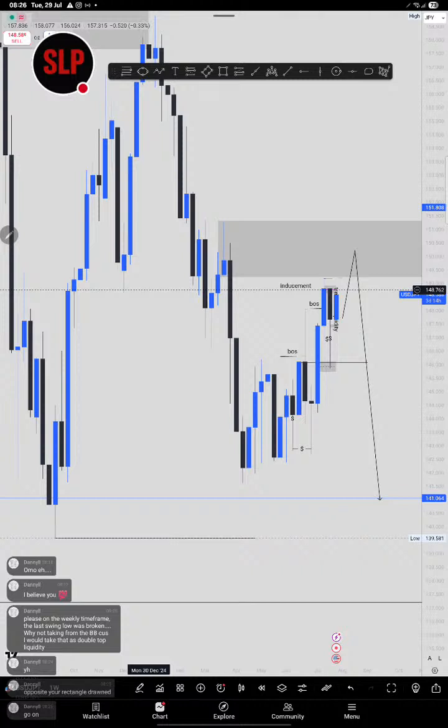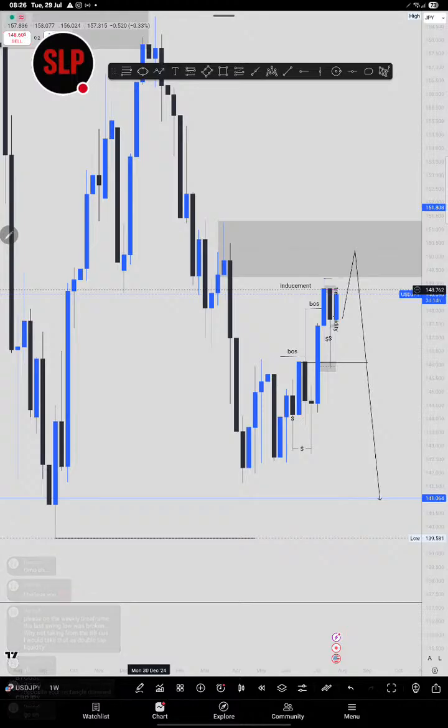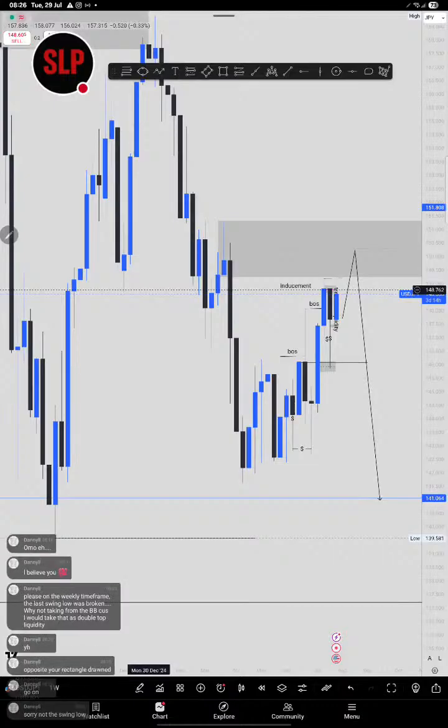Is this the law you said that was broken? My mouse. My mouse has died. Check back and check it. Yeah, it was not this swing low. It's an internal structure.